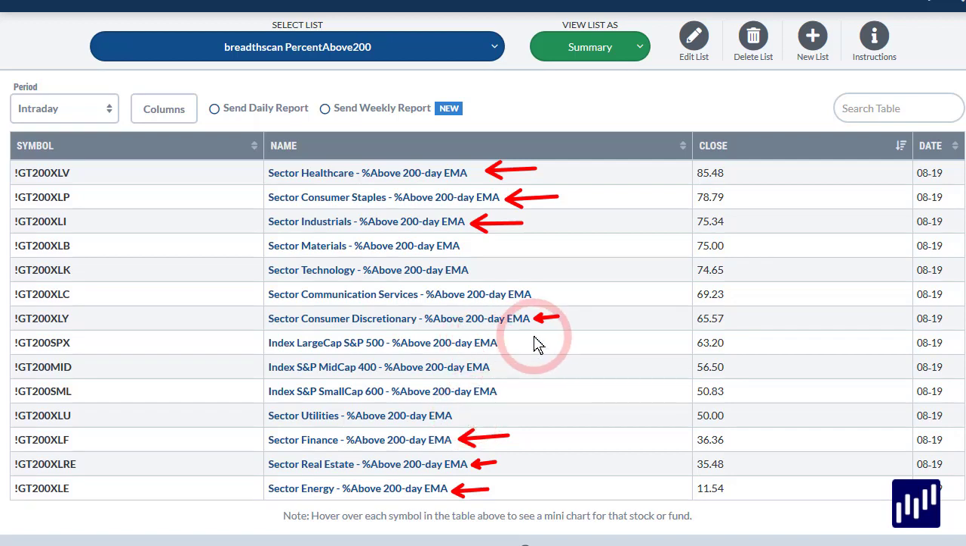And then we can see the S&P 500 is the strongest of the three indexes. Mid caps are a little weaker, and then small caps are right at 50%. So they're on the fence as well. But we can clearly see healthcare, staples, industrials leading in this, and then finance, REITs, and energy lagging. So now let's look at the individual charts.